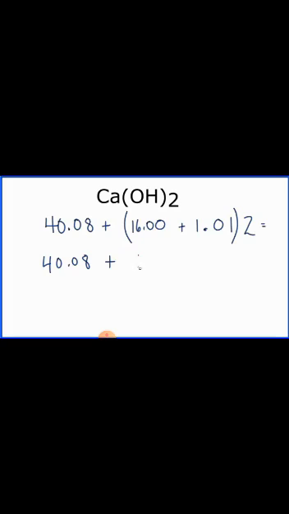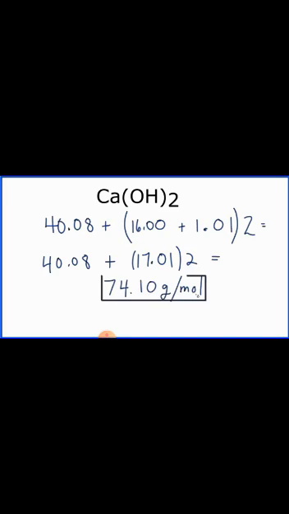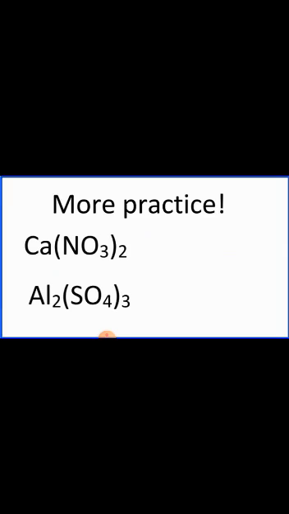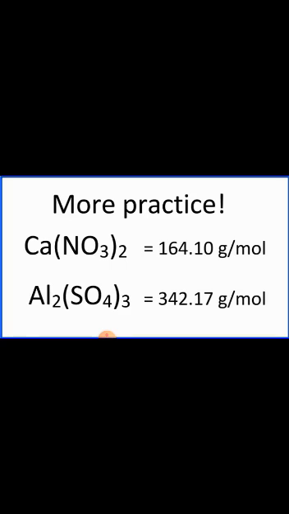Once I do that, I then have 40.08 plus 17.01 times 2, and then I'll just add these two numbers together to get the molar mass for calcium hydroxide, CaOH2. So pause and give these two a try. So check your work. If you're having problems, in the description there are links to full videos for each one of these compounds.